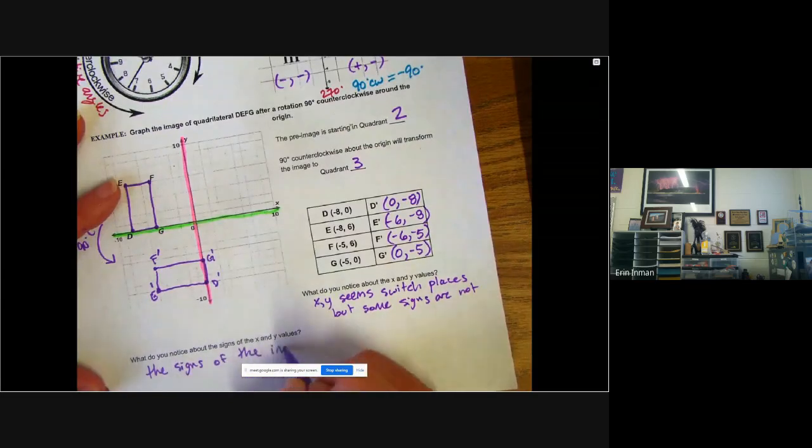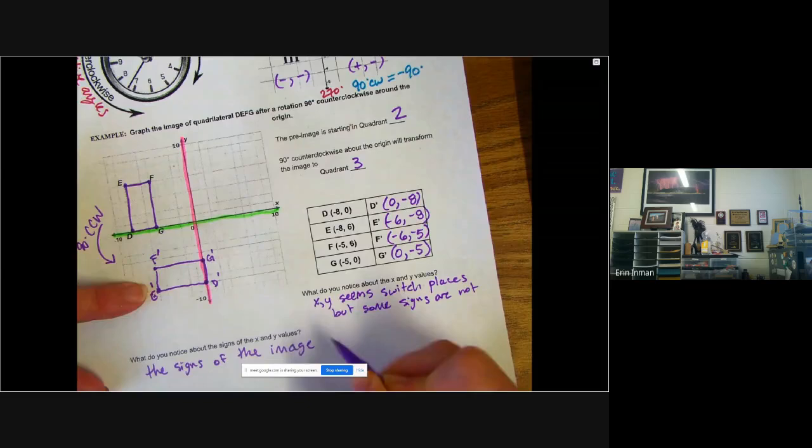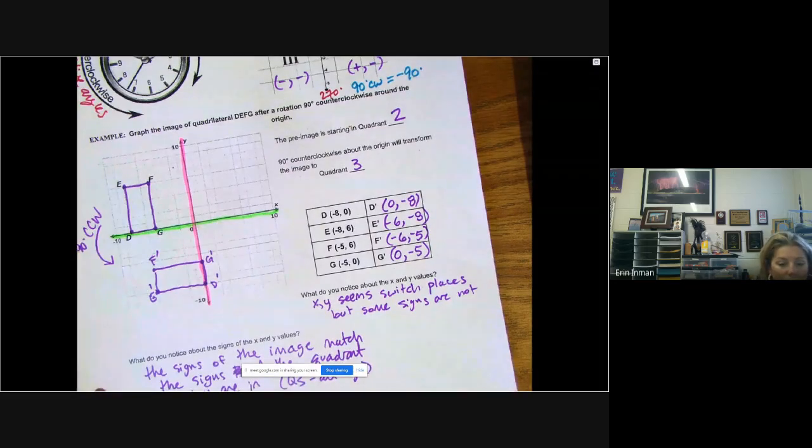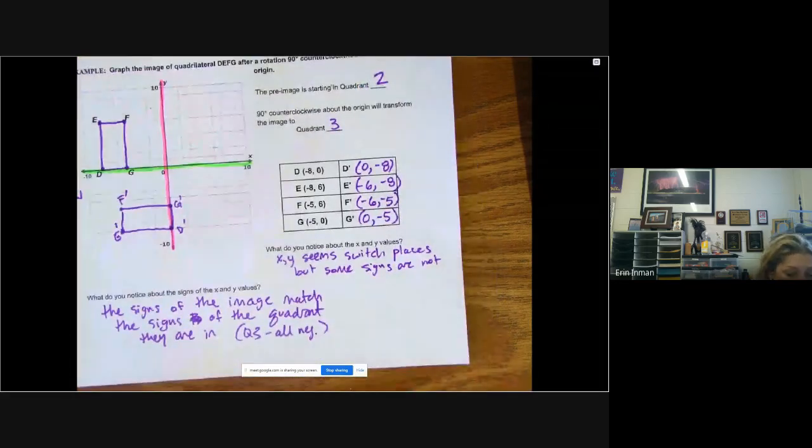So the signs of the image match the signs of the quadrant they are in. So in this case, all negative. Okay, so sorry, there we go. You can check, I do have the notes, the PDF, if you're just looking at that.